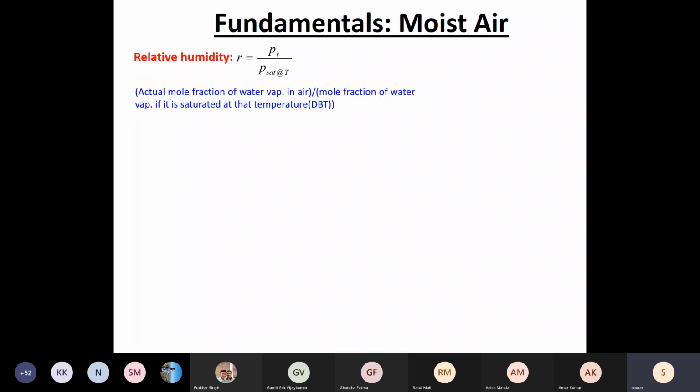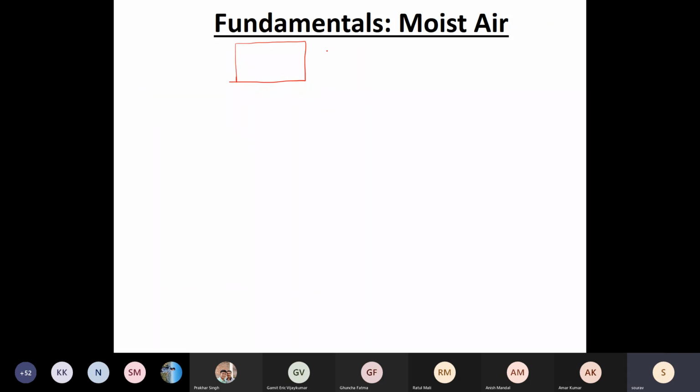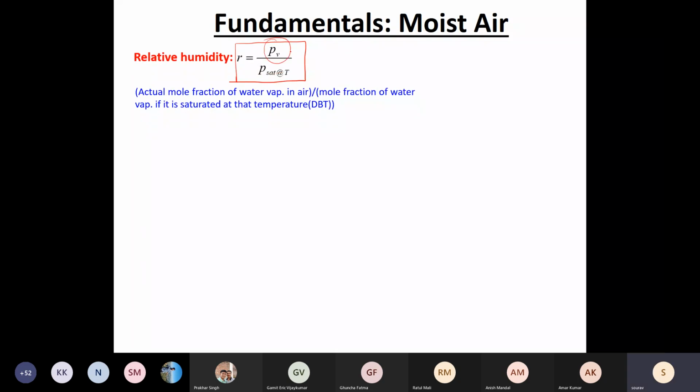So let me help you with this. Let's take one step back and look at the definition of relative humidity. It is the partial pressure of water vapor present in the air divided by the saturation pressure of water vapor at that particular T. T denotes dry bulb temperature, because we are assuming that water vapor and air are all at the same temperature, that is dry bulb temperature.